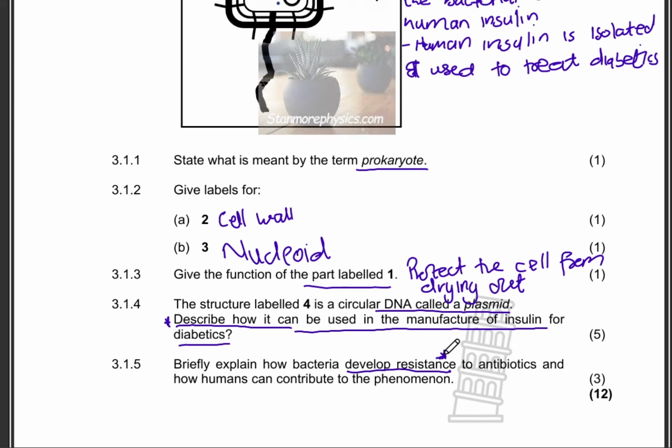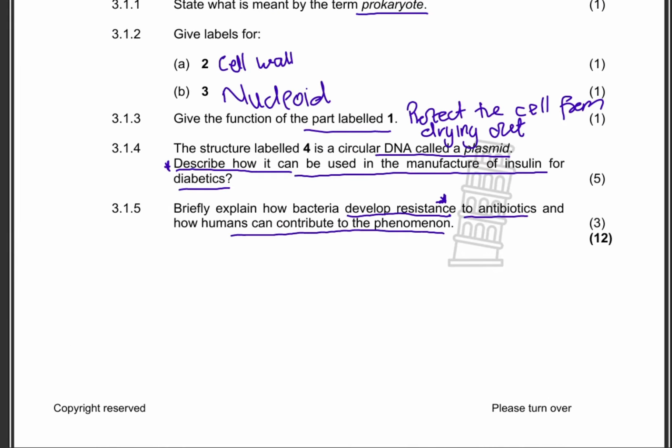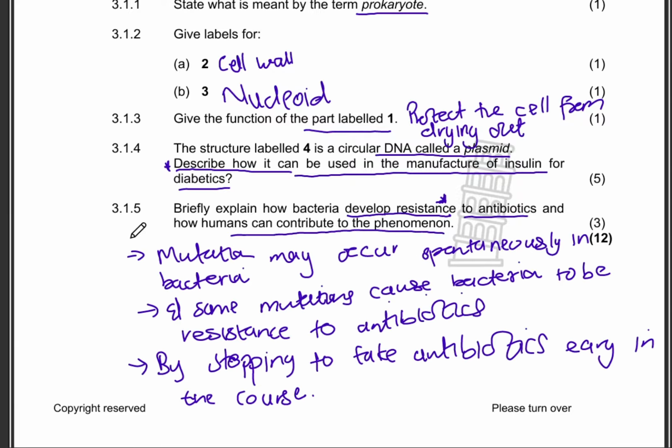Develop resistance. How bacteria develop resistance to antibiotics and how we as humans can contribute to this particular phenomenon. All right, so the first 2 points are answering the first part of the question. So mutation may occur spontaneously in bacteria, and some mutation may cause the bacteria to be resistant to antibiotics. And the second part is answering the second part of the question about how humans can contribute to the bacteria becoming resistant.